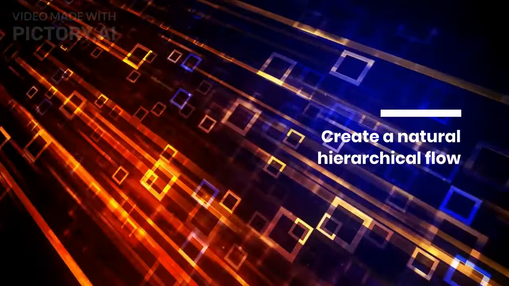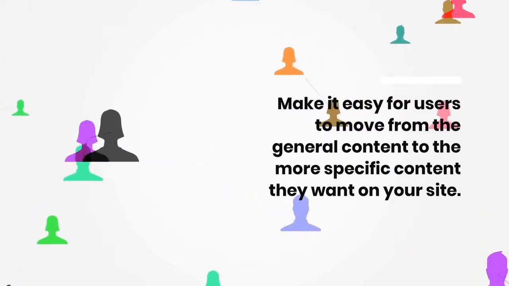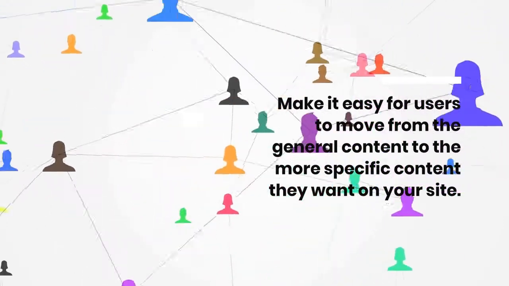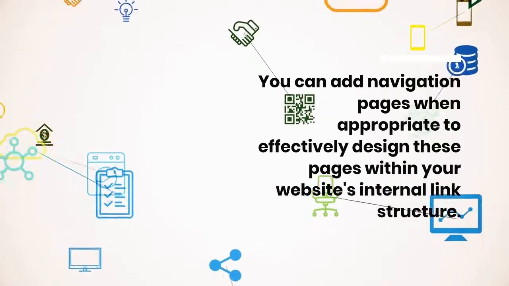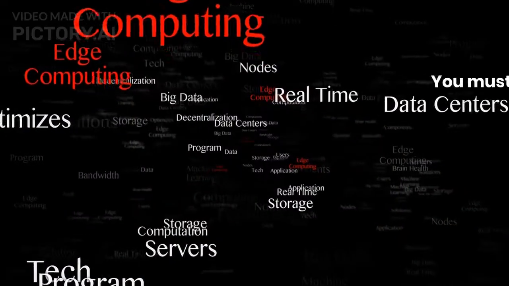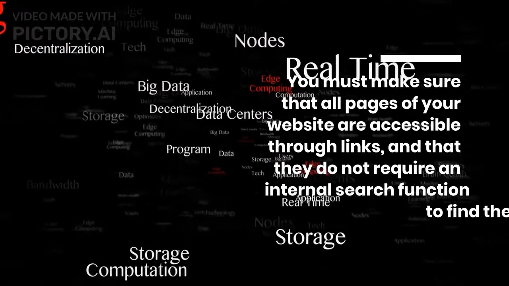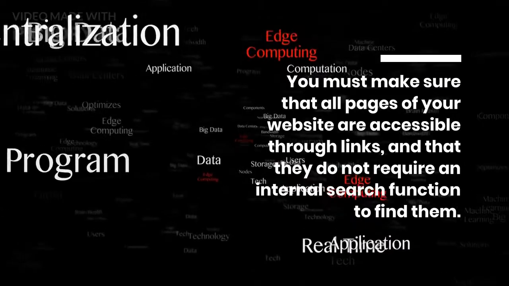Create a natural hierarchical flow. Make it easy for users to move from the general content to the more specific content they want on your site. You can add navigation pages when appropriate to effectively design these pages within your website's internal link structure. You must make sure that all pages of your website are accessible through links, and that they do not require an internal search function to find them.